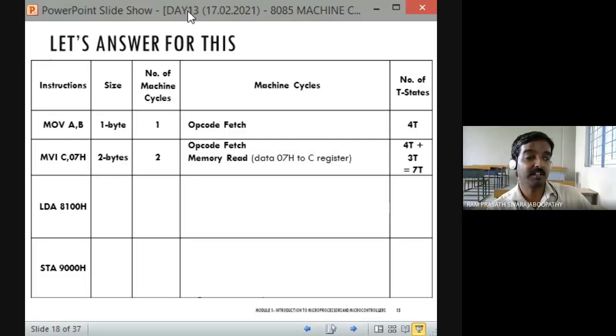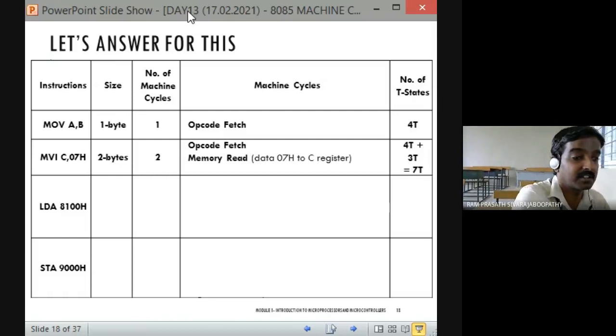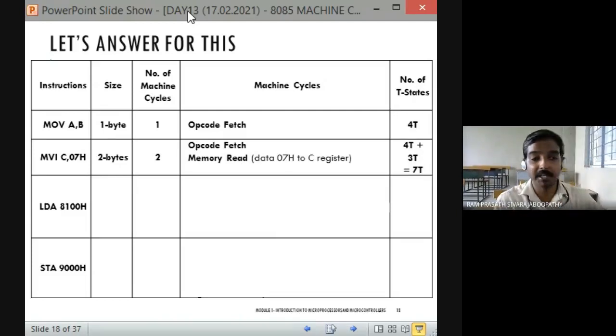What about the LDA instruction? Third instruction. How many byte instruction? LDA 8100. Yes, very good. 3 byte instruction. Very good. What about the number of machine cycles? Here I will know how much you understand the concept.